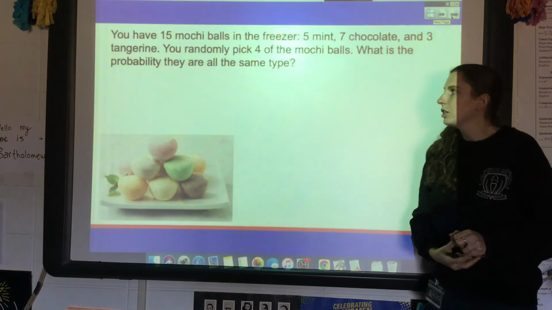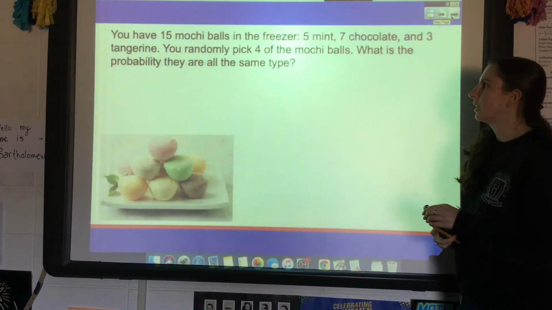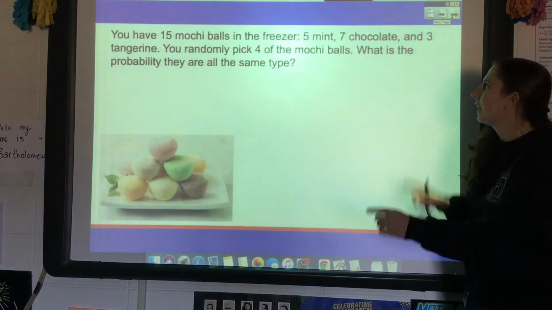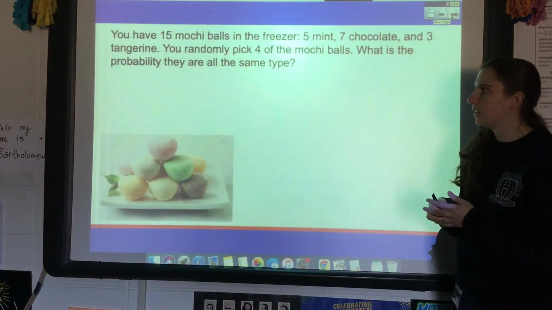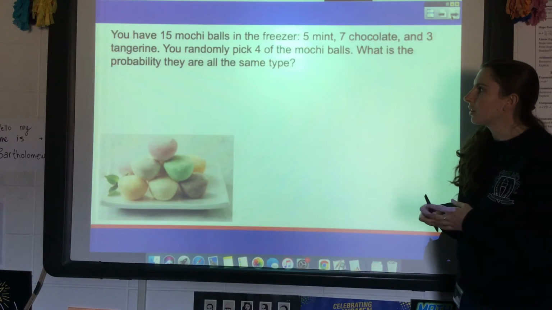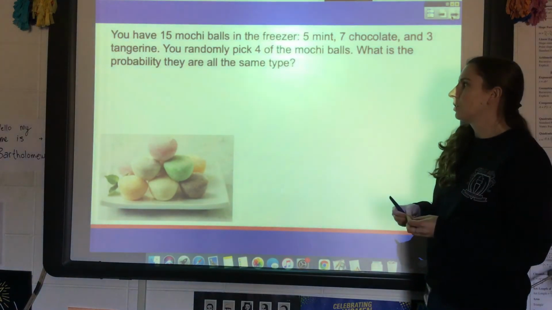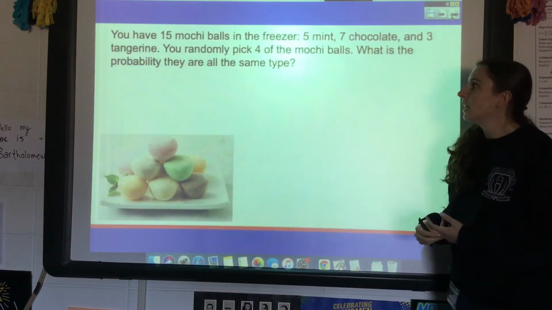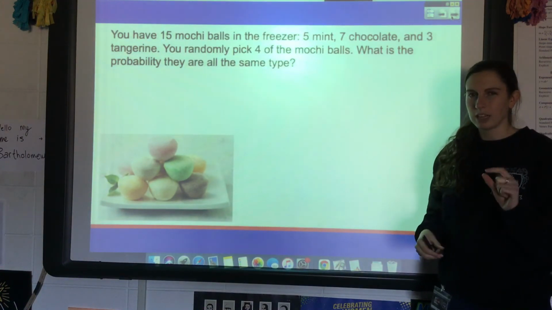Last one, imagine you have 15 mochi balls in the freezer. Love a good mochi ball. 5 are mint, 7 are chocolate, 3 are tangerine. You randomly pick 4 of the mochi balls. What is the probability they are all the same type? This is actually slightly trickier than it might sound.